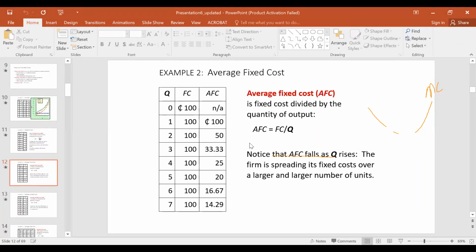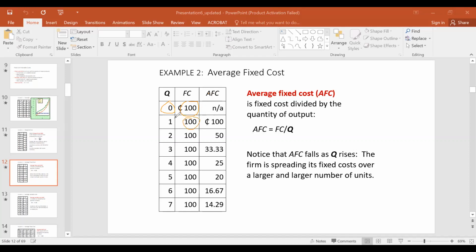Now, let's talk about another term. You have quantity produced, the fixed cost, maybe the cost of land is fixed, or the cost of renting the office is fixed. Let's calculate the average fixed cost. Average fixed cost is the fixed cost divided by the quantity of output. Take the fixed cost, divide it by the quantity you produce. Remember, we cannot divide by 0. So this is NA, not available.